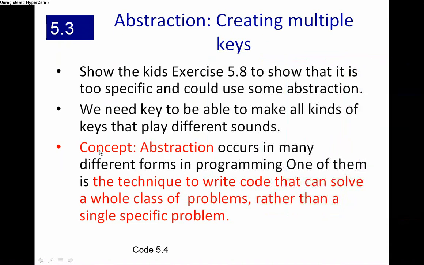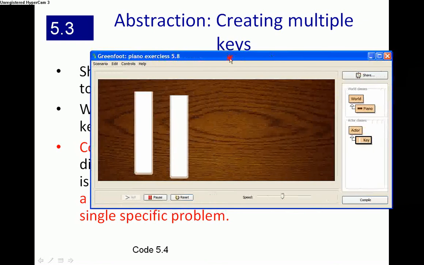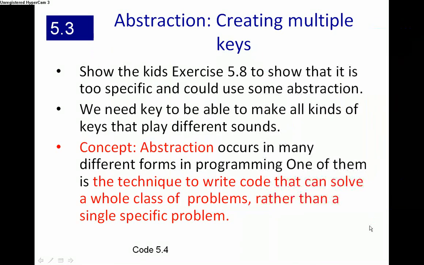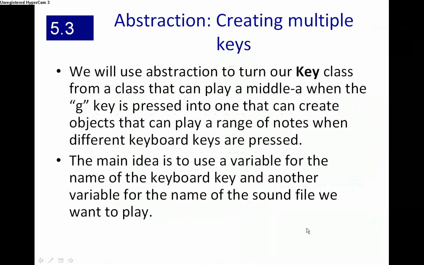Okay, so write this down. Abstraction occurs in many different forms in programming. One of them is the technique to write code that can solve a whole class of problems rather than a single specific problem. Okay, write that down. What we mean by that definition is just what we talked about. We're going to make one key that can solve multiple problems. It's a lot easier to do that in the long run than to make a bunch of separate key classes.